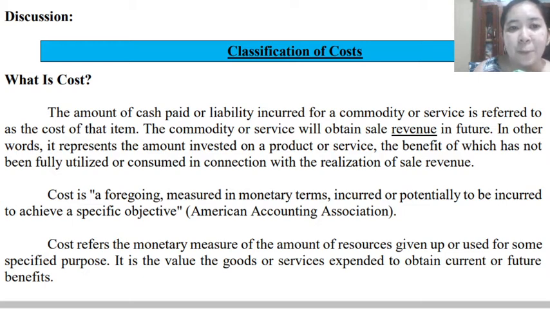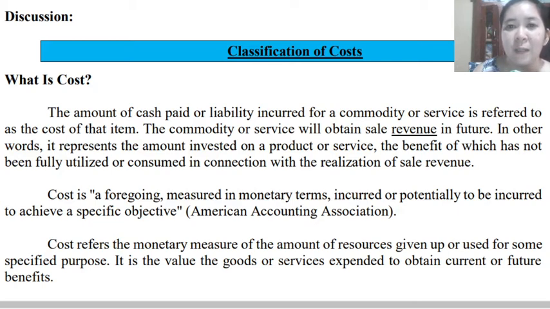When we say cost, this is the amount of cash paid or any liability that is incurred for a commodity or service. So again, basically, cost is what an item is valued or measured at in terms of amount, for a commodity or service that will obtain sales in the future.